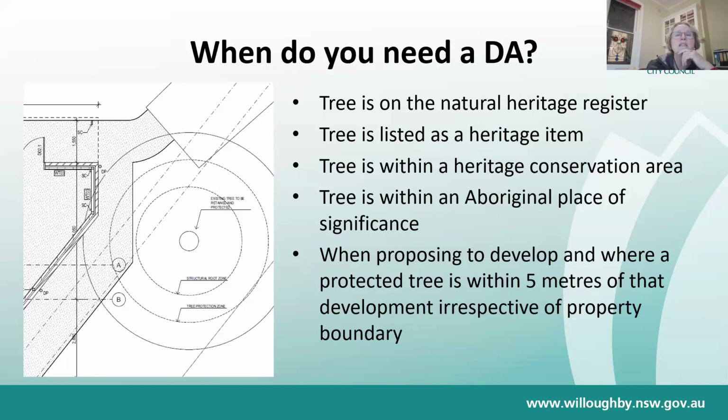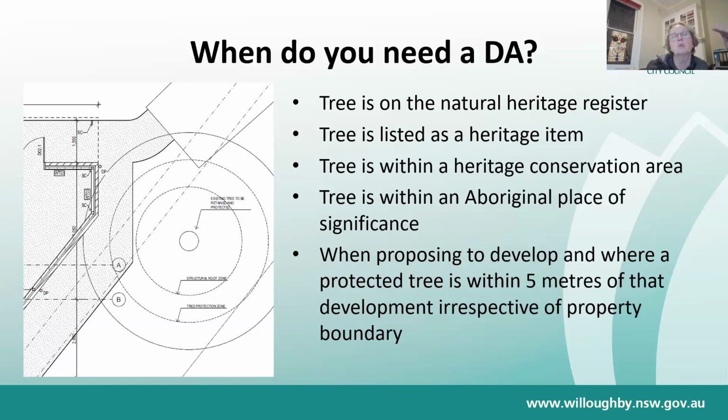If the tree is listed as a heritage item, or the tree is on a property that is listed as a heritage item, or it's in a heritage conservation area, and then you're proposing to do development, so alts and adds, a pool, whatever the development might be, it's usually trees within 5 meters of that development, irrespective of your property boundary.